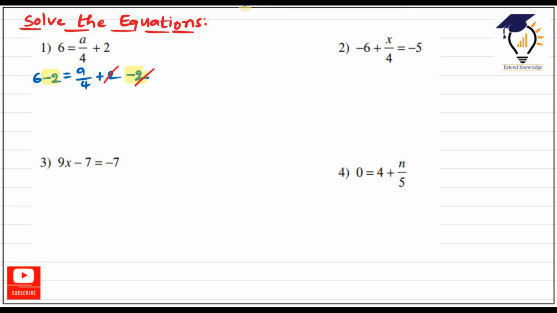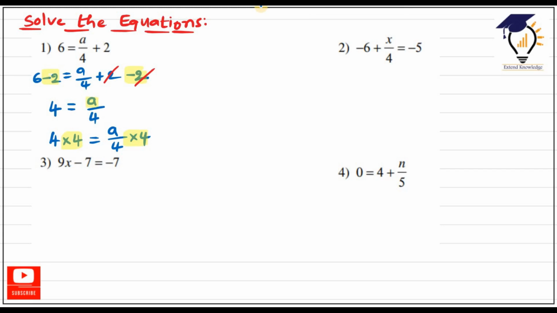Positive 2 and negative 2 will go off. So what I remain with here is 6 is equal to a by 4, which is 6 minus 2, 4 is equal to a by 4. Now again I have to find a value, right? So undo the operation of this division, as we know that division takes the inverse operation of multiplication. So 4 times 4 I am doing here, a over 4 times 4. Look at this, I have multiplied by 4 on either side.